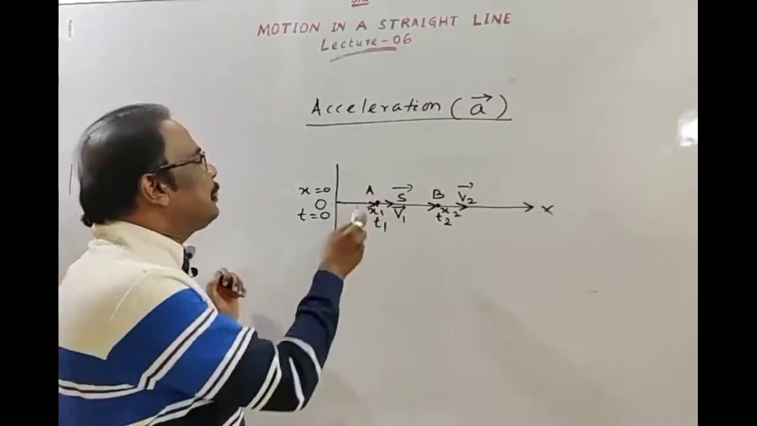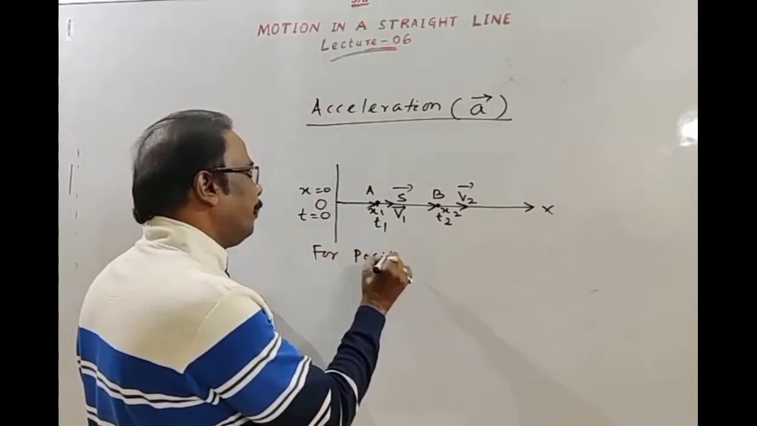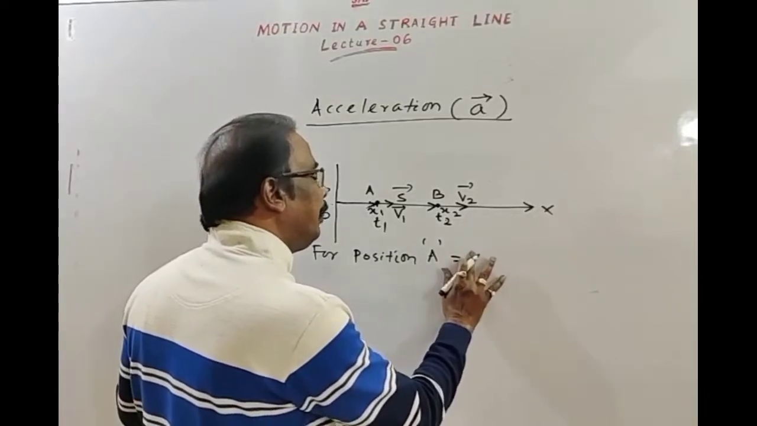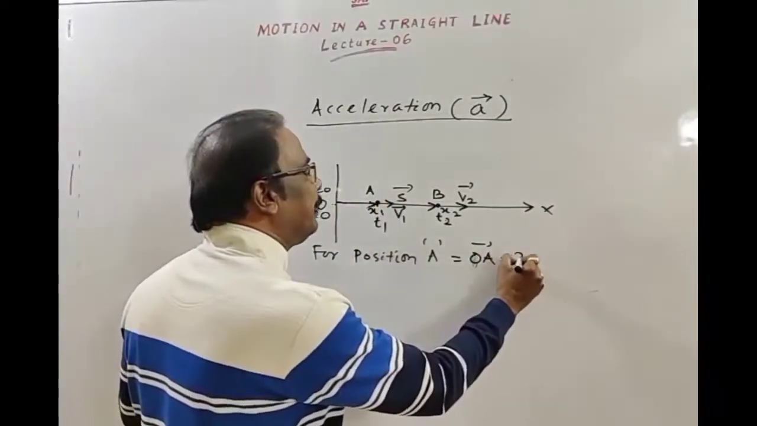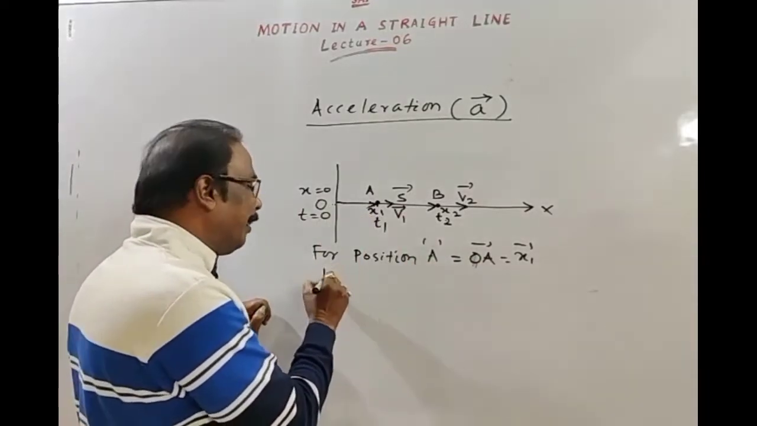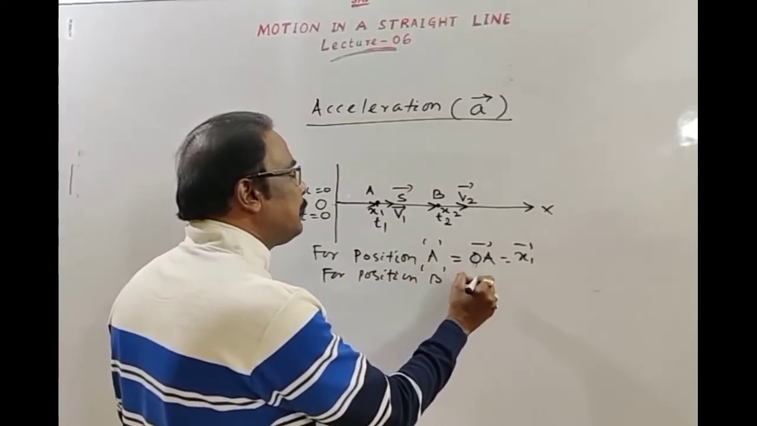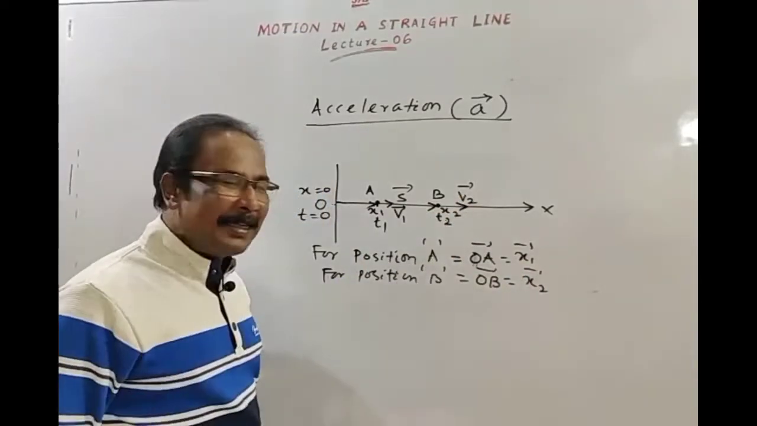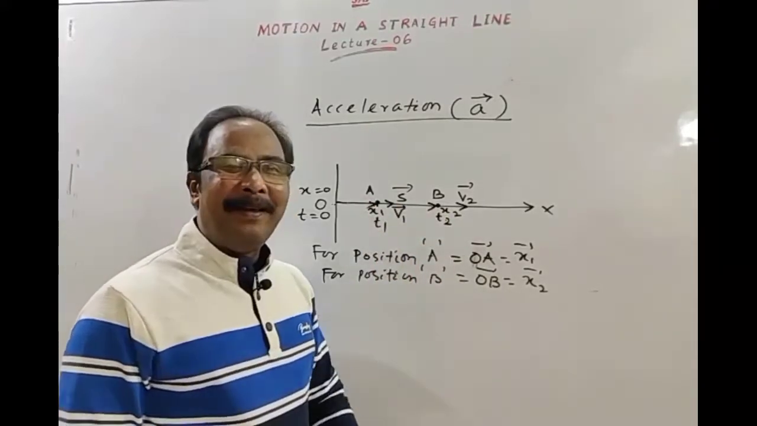Then the position vector of position A, we may take it as the vector OA, from O to A directed along the x-axis, and we may take it as x1. So 0 to x1, that is OA. Similarly, for position B, the position vector may be taken as OB, which equals x2 along the x-axis. So the position vector changes from x1 to x2 and time changes from t1 to t2.